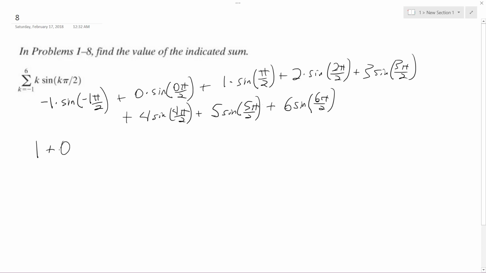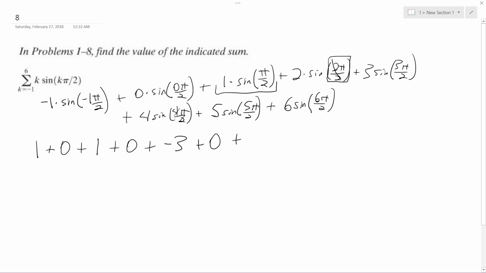So plus 0. And then this here, sine of π/2 is equal to 1. So 1 times 1 is 1. Plus sine of π, or this ends up, the 2's cancel out, so it's sine of π. Sine of π is 0, so 2 times 0 is 0. Plus 3 times the sine of 3π/2. Sine of 3π/2 is -1, times 3 is -3. Plus sine of 4π/2, this ends up being 2π. Well, that's equal to 0. And then times 4, well, that's 0.